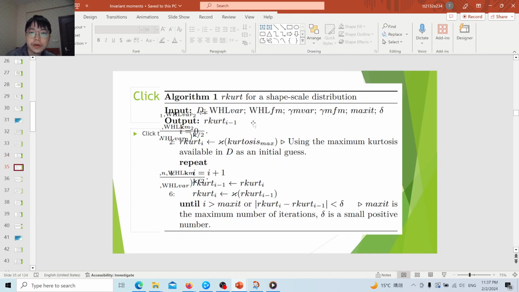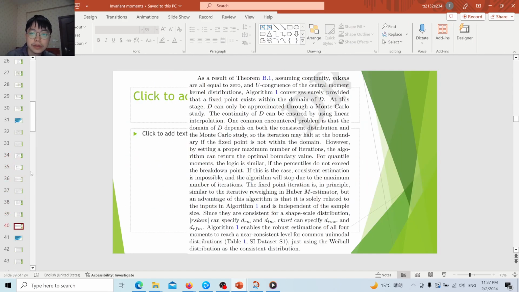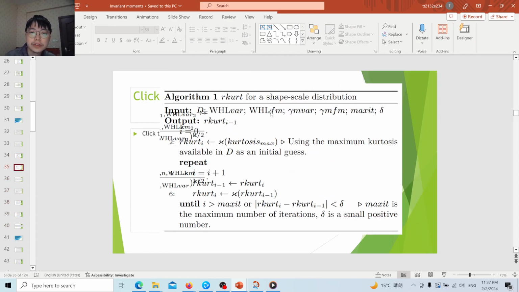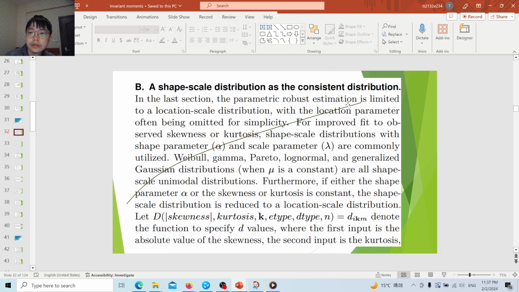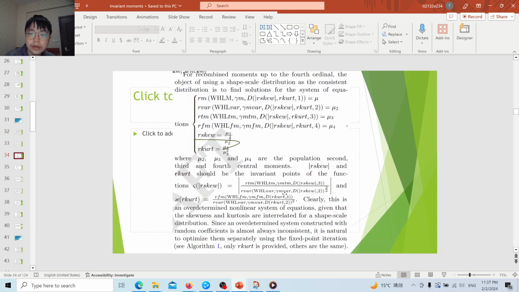For example, here is my algorithm. This algorithm was inspired by the Huber M-estimator because it is very similar to iterative reweighting. The method is that we first determine a kurtosis. I just use the maximum kurtosis available, for example maybe 90. There is a d-value, and you plug in this d-value. Then first, of course, we need to compute the median central moments and the weighted Hodges-Lehmann central moments. Since you know the d-values, you can compute the recombined third moment and the recombined second central moment.